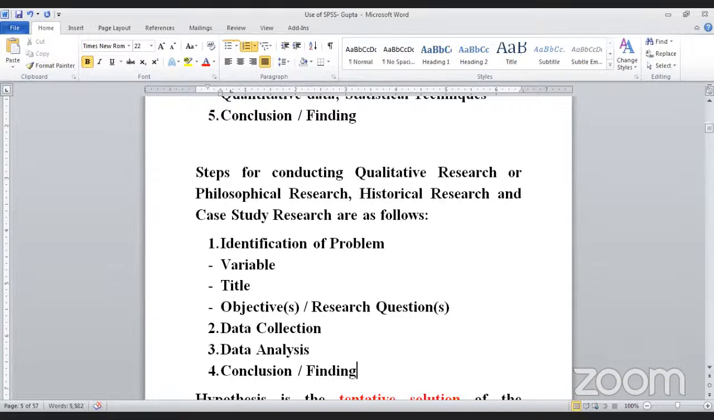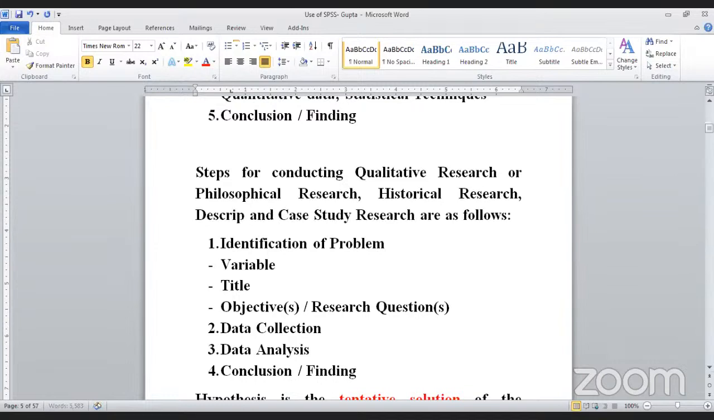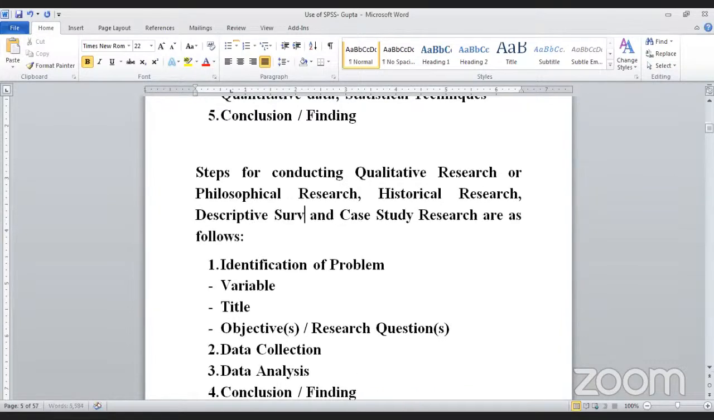Now, these are the steps which will be there only and only if you are conducting the qualitative research or philosophical or historical case study. Oh, yes, you have to have one more, descriptive survey research. So these are the steps which you will be following in order to do this type of research. So these are the steps which I have given you in short.